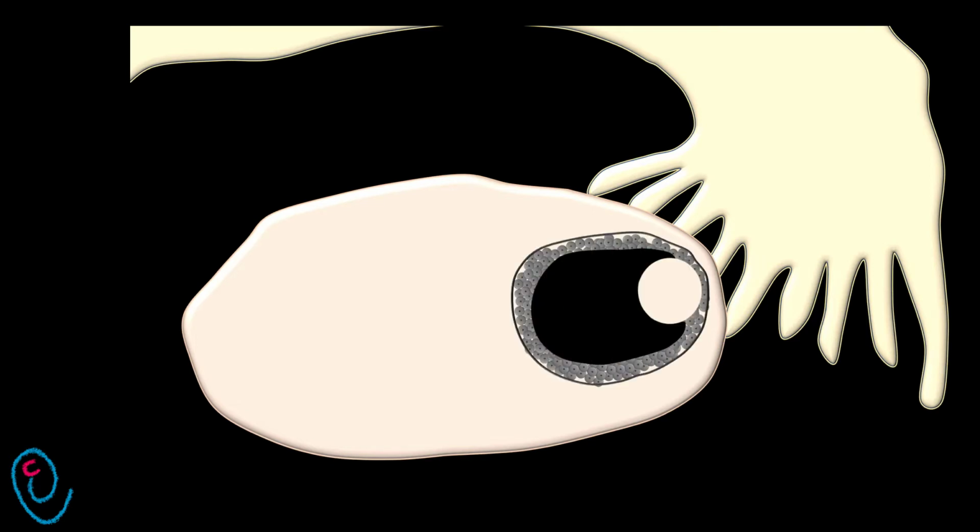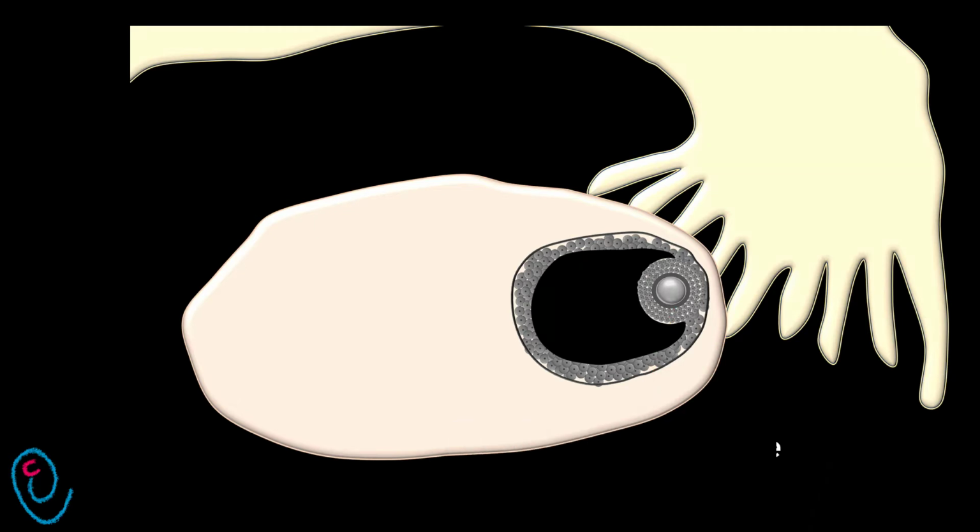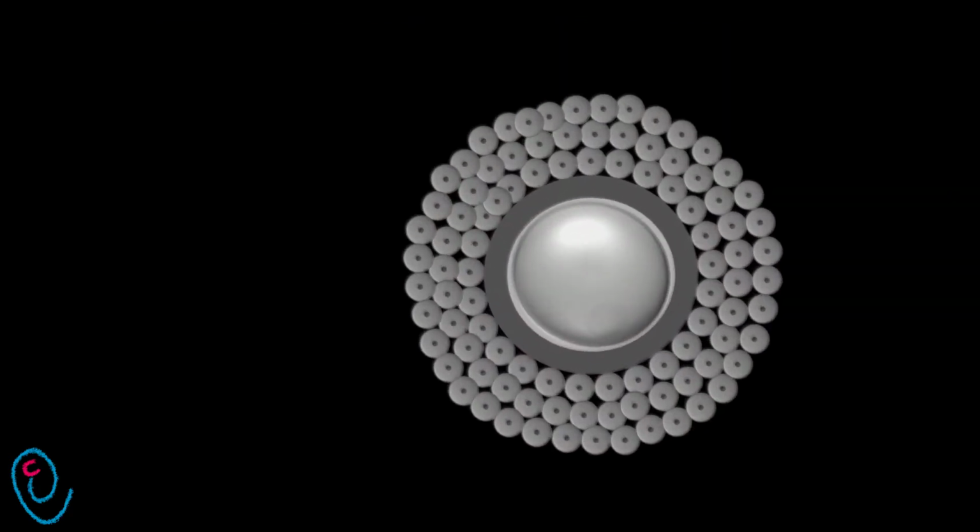2 days before ovulation, the Graafian follicle was mature enough and ready to ovulate. It contains a primary oocyte surrounded by a group of granulosa cells known as cumulus. This collection is known as cumulus oocyte complex. Now let's examine the cumulus oocyte complex.